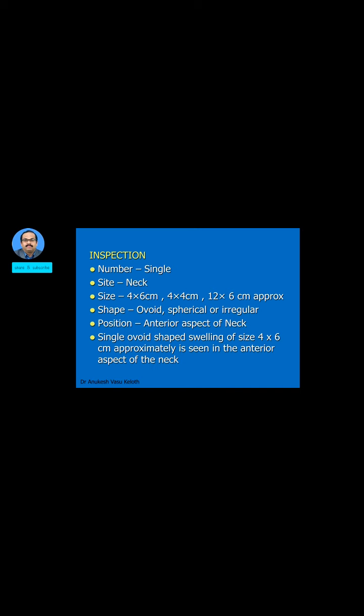So single swelling, site is the neck, size is 4 into 6, and shape is ovoid. And then the position. Now position is where in the neck is it? So it is the anterior aspect of the neck. That is the position. Now you can say it as a sentence: A single ovoid shaped swelling of size 4 into 6 centimeter approximately is seen in the anterior aspect of the neck. So that's the way of wording it. We are not going to write number single like that. We will be saying it as a sentence.